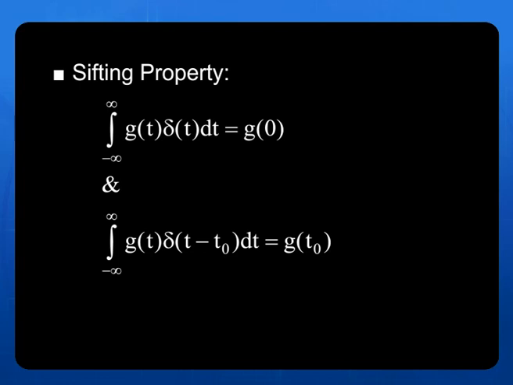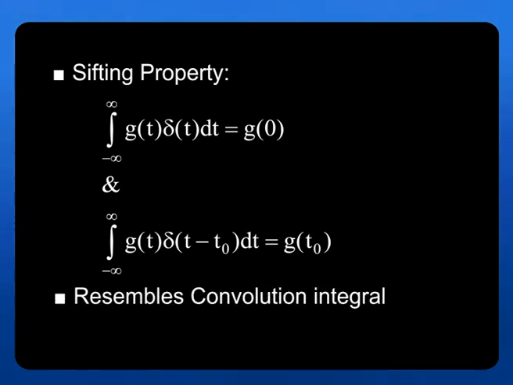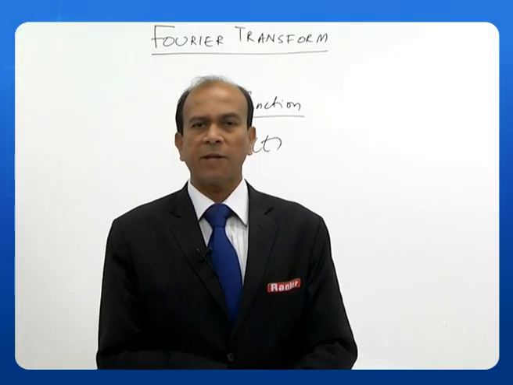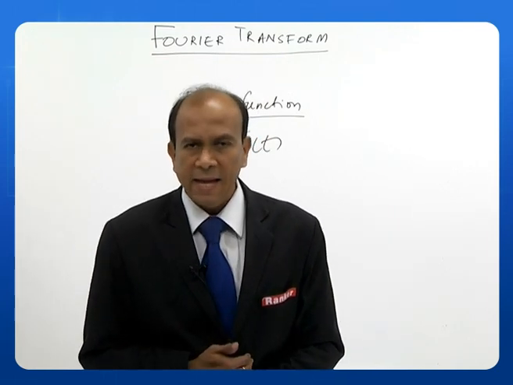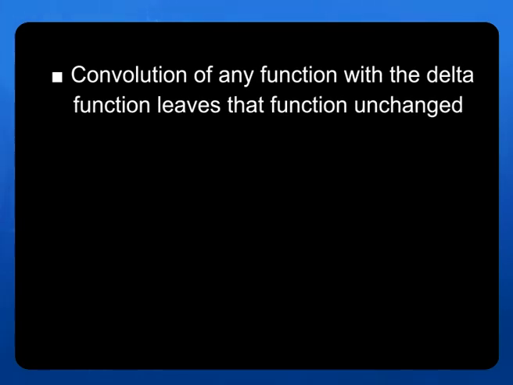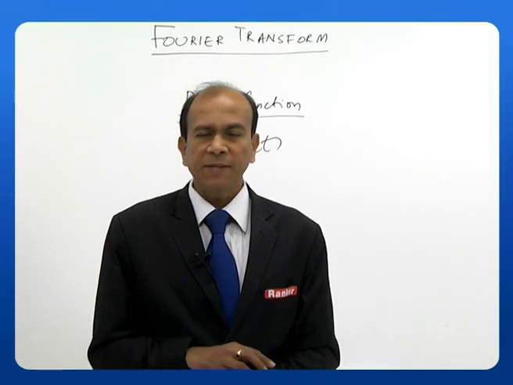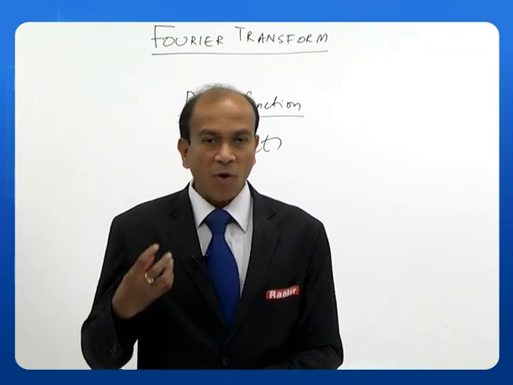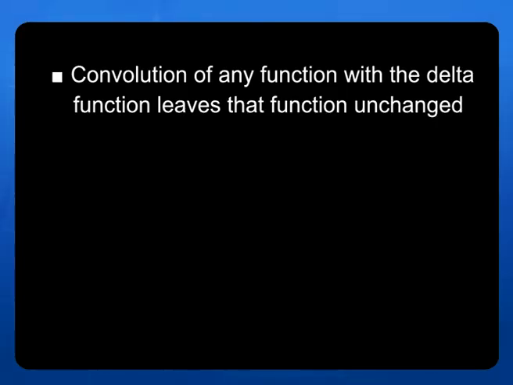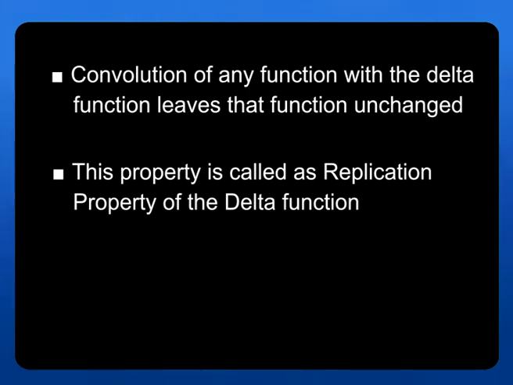If you look at this shifting property, it almost resembles convolution. Earlier, if you have seen the properties of convolution, we said that g of t convolved with delta of t will be g of t itself. So that is a convolution property. Let us look at another property called the replication property of the delta function. So what does the replication property say? It says the convolution of any function with the delta function leaves that function unchanged. That means when I convolve g of t with delta of t, the result will be g of t. That means we are not changing the value of the given signal g of t. This is called the replication property.